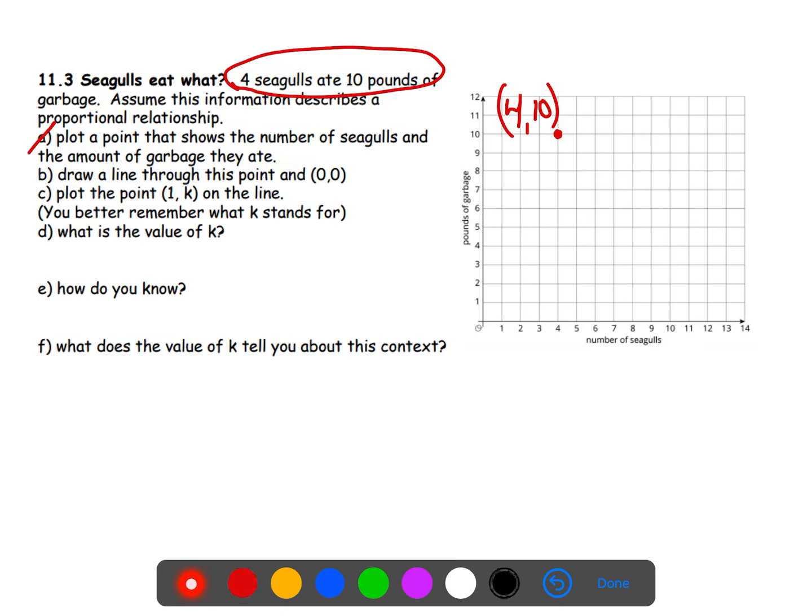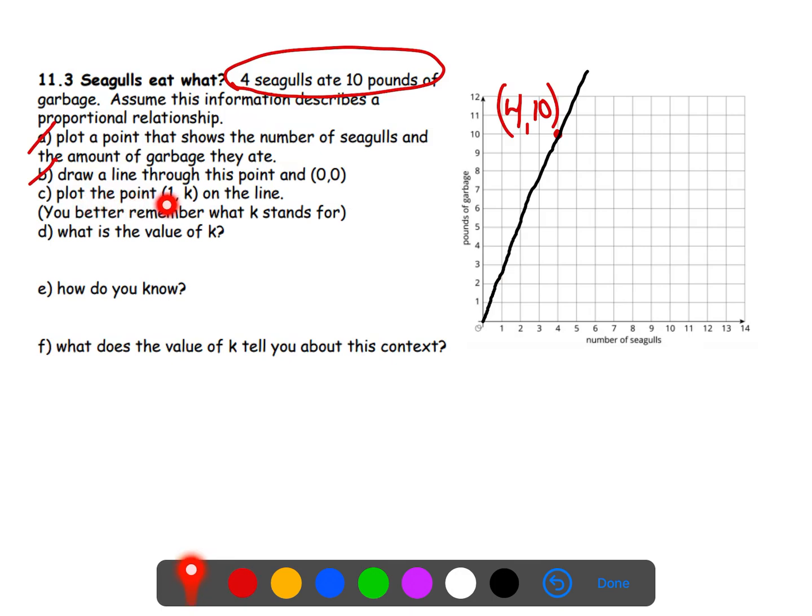All right, we know it's a proportional relationship, so we'll connect the origin to that point as best we can, as straight a line as we can make. And now, any point along this line, if it was drawn perfectly straight, would also represent how much garbage different amounts of seagulls would eat. So we've done part B.